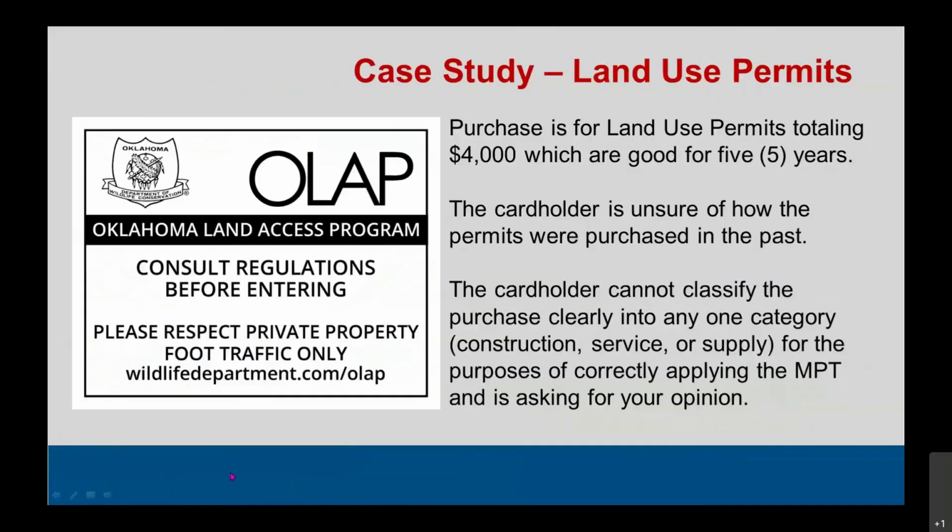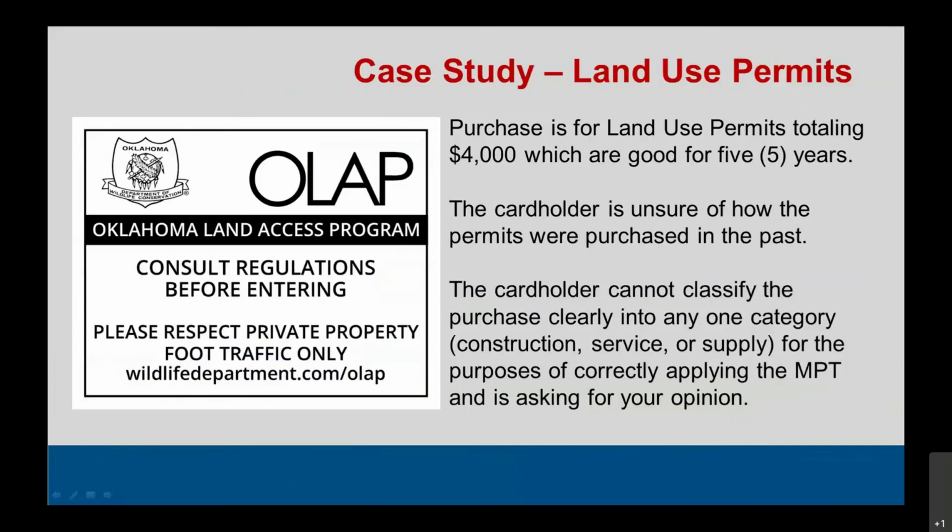Now, our last one is very quick. It's land use and permits. Fort Sill Army Base uses state parcels of land to conduct training, and it requires the purchase of land permits every 5 years. The cardholder's been tasked to buy the permits, but doesn't know how they've been purchased in the past, and knows they cost $4,000 total and they're good for 5 years. So the cardholder is looking for some help on how to classify this.